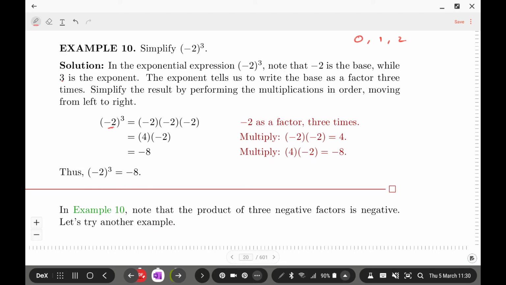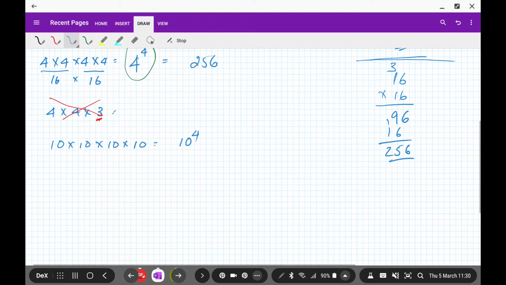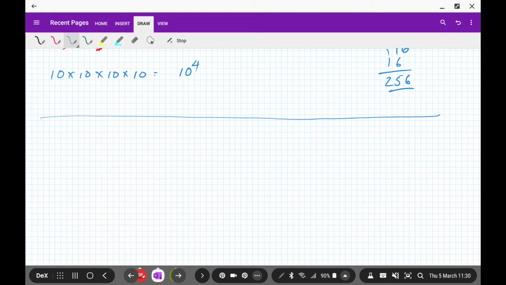But what is interesting is this. What happens if the base is a negative number and the exponent is just a whole number? So let me show you what it means. This is the interesting part. If the base is a negative number and the exponent is an odd number, so remember, what is odd? 1, 3, 5, 7, 9, 11, and so on. These are odd numbers. Let's see what happens.